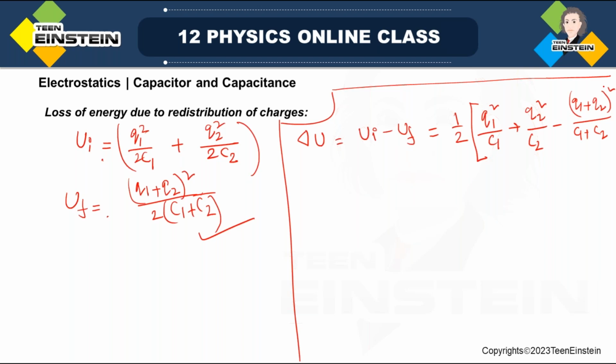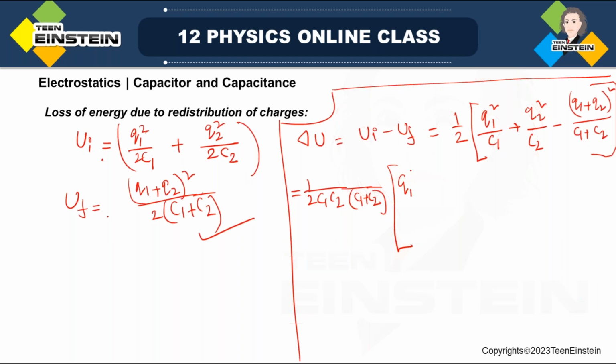C1 plus C2. Okay. Now what I'll do, I'll take half common and we'll do the LCM part. See, if we do LCM, then it is better to write it here: C1, C2 and whole into C1 plus C2. Okay. And now let us write the other terms.